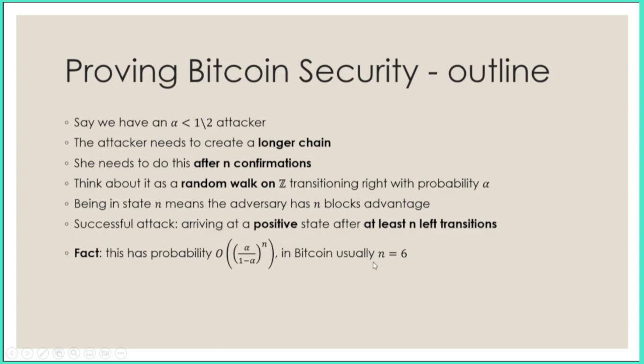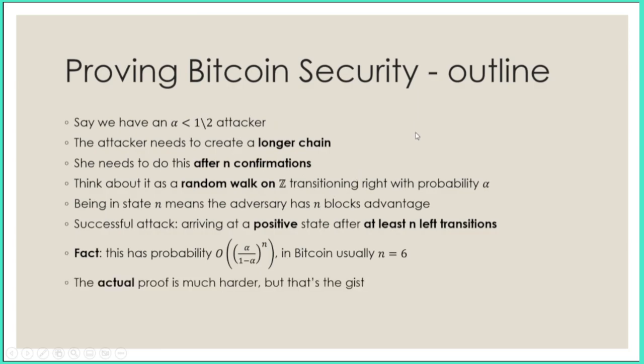And in Bitcoin, we usually go for n equals 6. If you do the math, you will see that even if you have a 40% attacker, here you will have 4 over 6, or 2/3, and then you take it to the power of 6, and you'll see that this turns out to be a very small number. Small enough so that you would consider this safe. So this is, in a nutshell, why Bitcoin is secure.